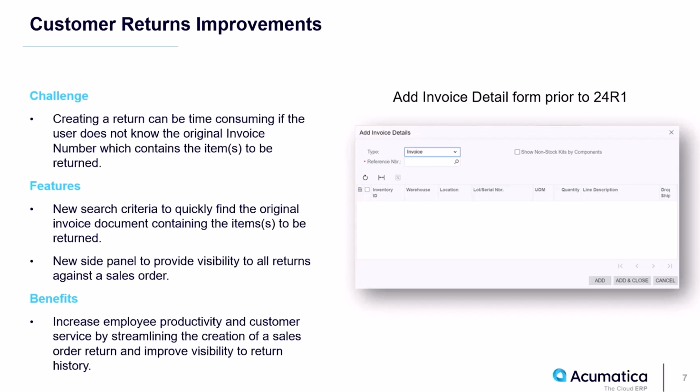Today, I will demonstrate the new search criteria on the Add Invoice Details form that will enable the user to quickly find the original document containing the item to be returned. I'll also show you a new side panel that provides visibility to all returns against an order.